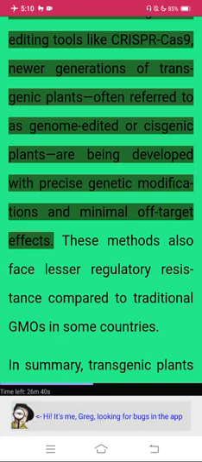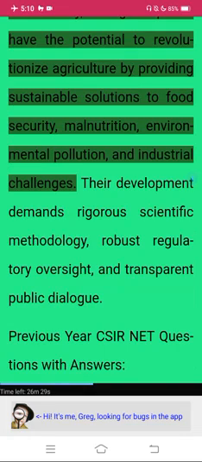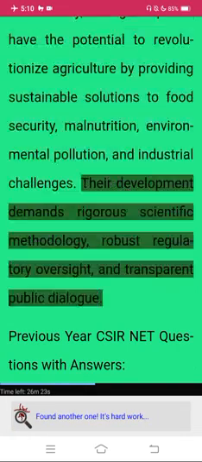With advancements in genome editing tools like CRISPR-Cas9, newer generations of transgenic plants, often referred to as genome-edited plants, are being developed with precise genetic modifications and minimal off-target effects. These methods also face lesser regulatory resistance compared to traditional GMOs in some countries. In summary, transgenic plants have the potential to revolutionize agriculture by providing sustainable solutions to food security, malnutrition, environmental pollution, and industrial challenges. Their development demands rigorous scientific methodology, robust regulatory oversight, and transparent public dialogue.